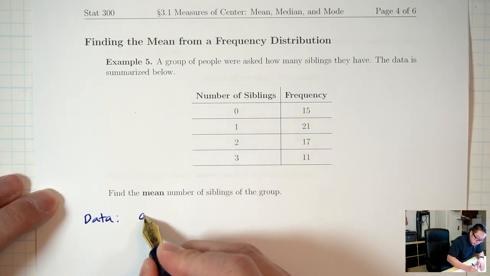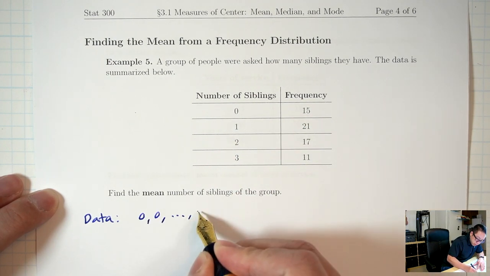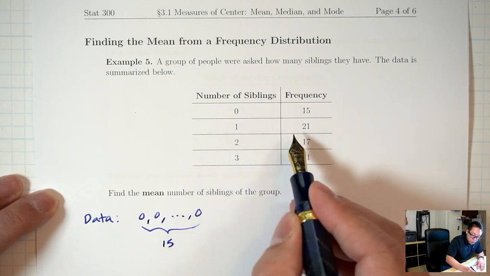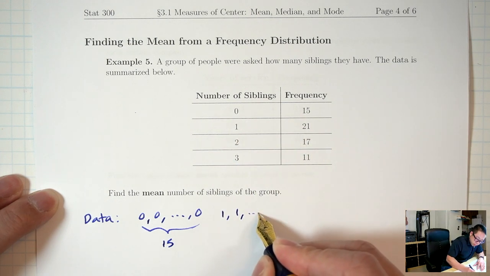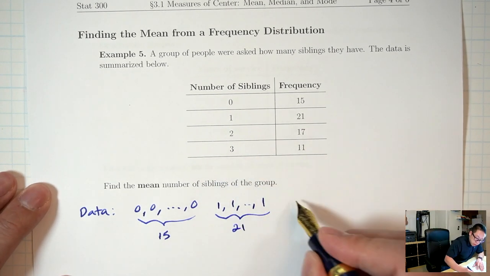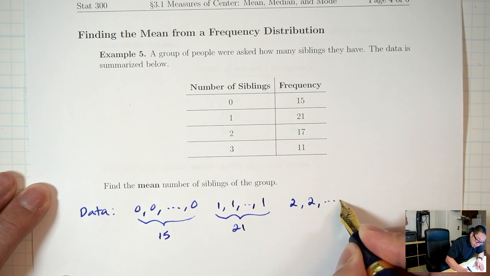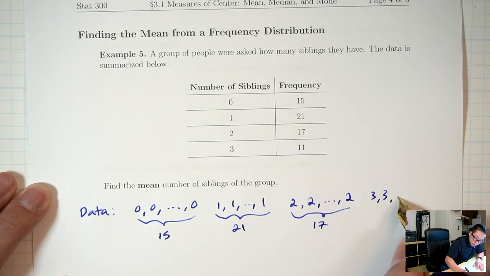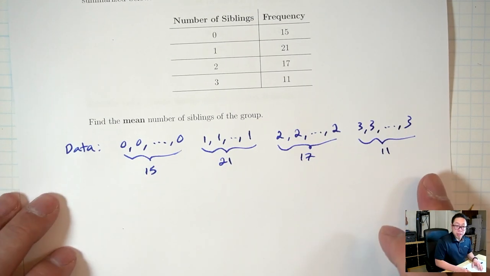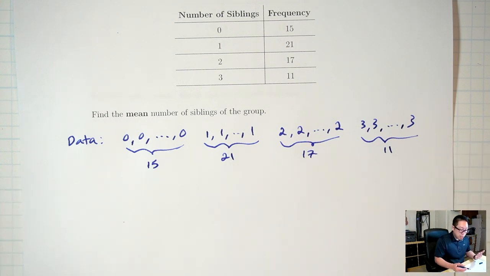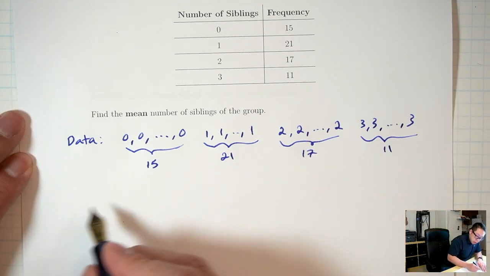So this is telling me that the original data is 15 zeros, 21 ones, seventeen twos, and then 11 threes. This is the original data. So you find the mean using this original data. So add up all these numbers and then divide by however many numbers you have. So add up all these numbers.